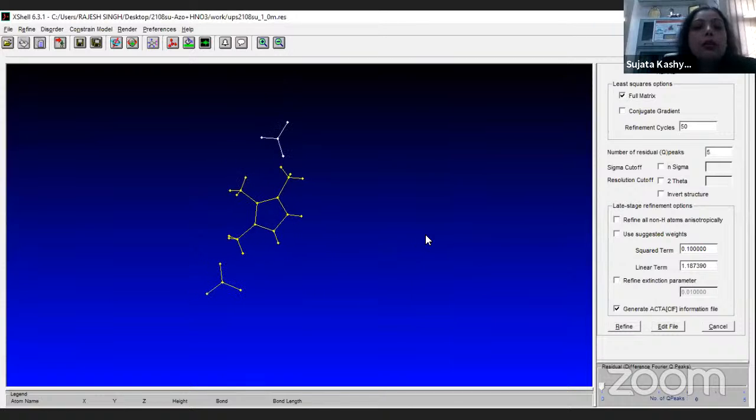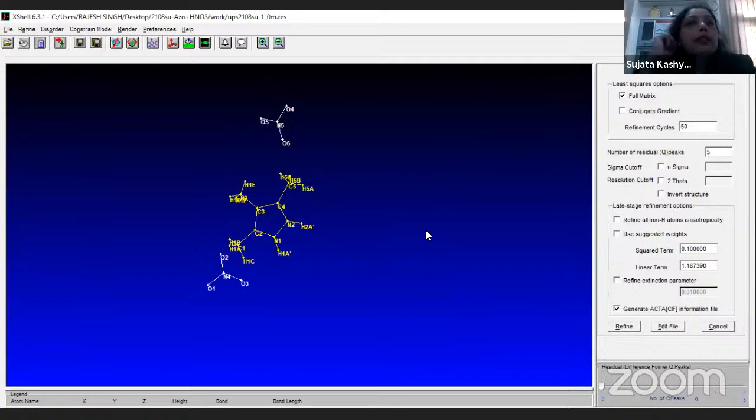This is how we can do a structure solution. And now we know what is there in the crystal, what is the ultimate product we are getting. We know all the information about what is there in our crystal.